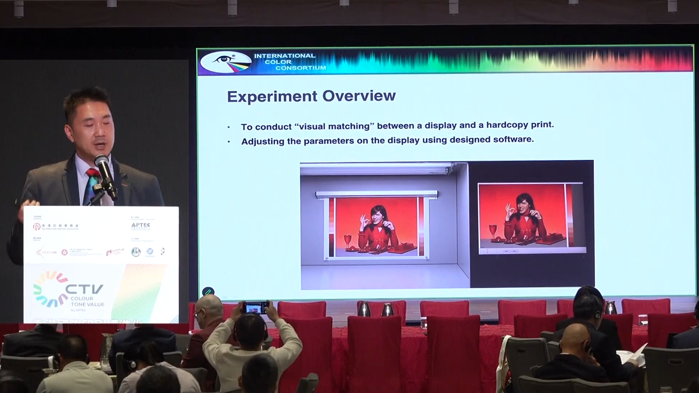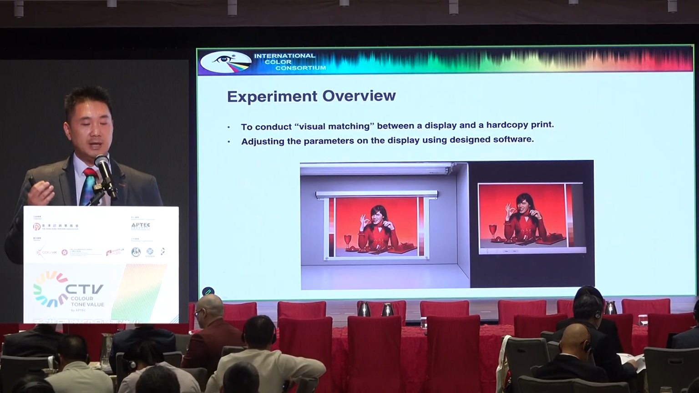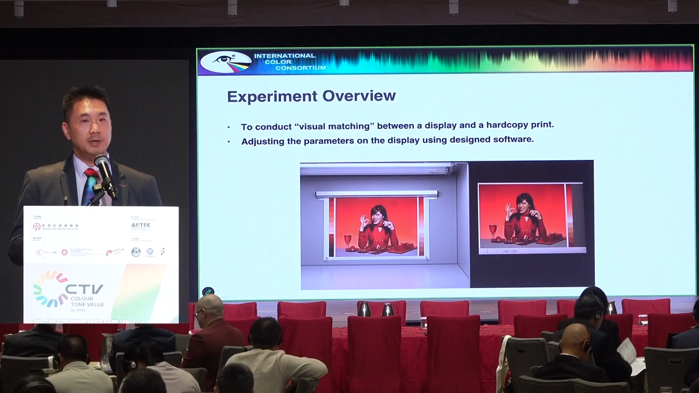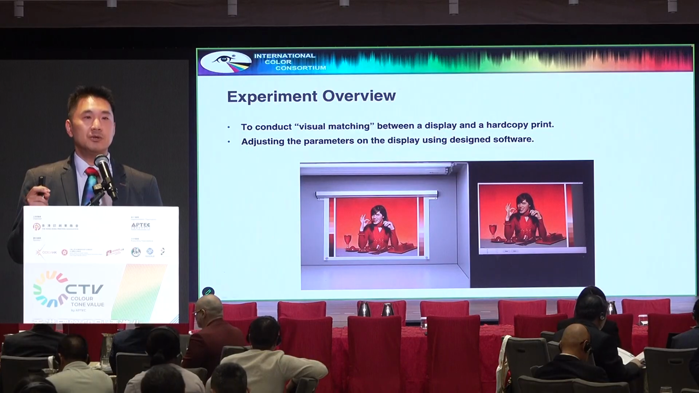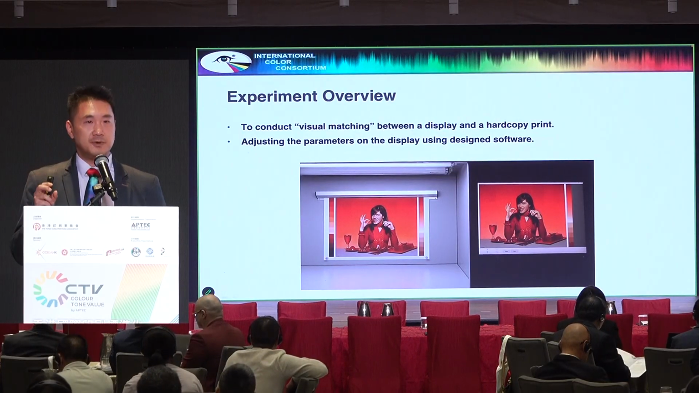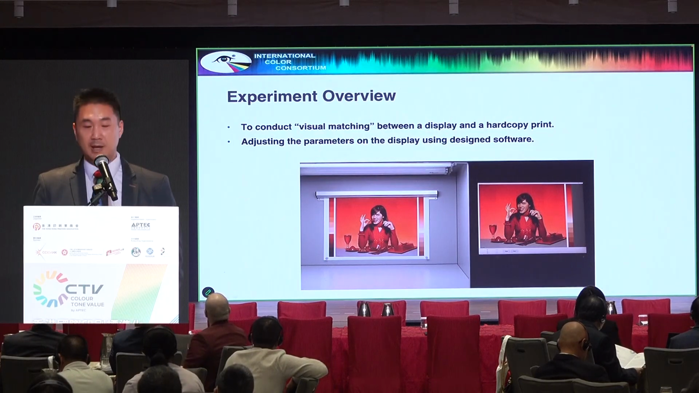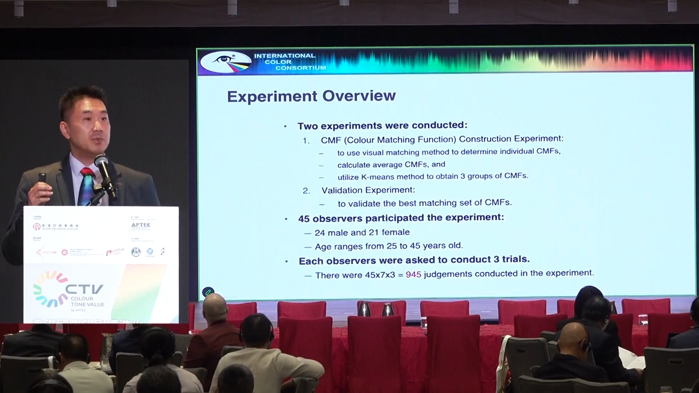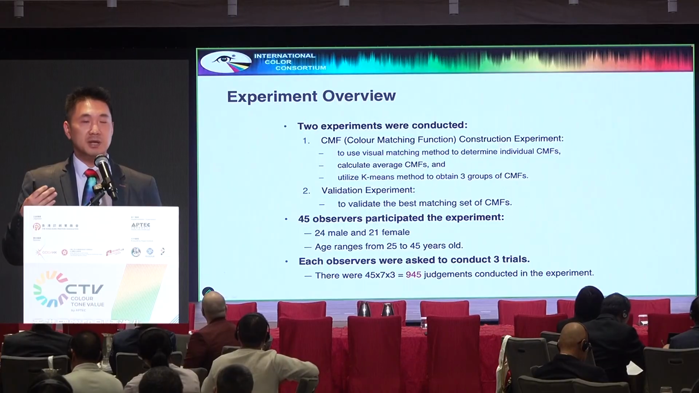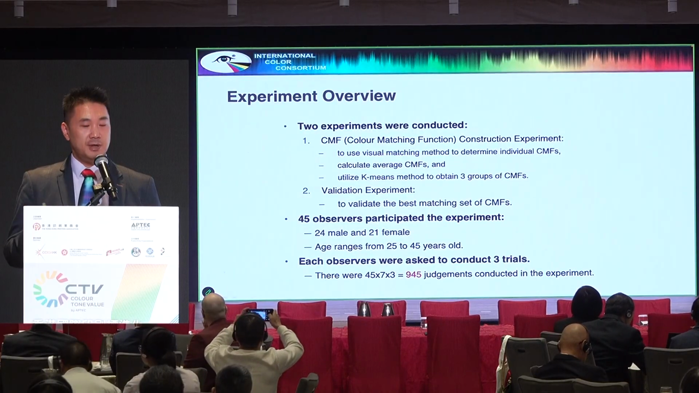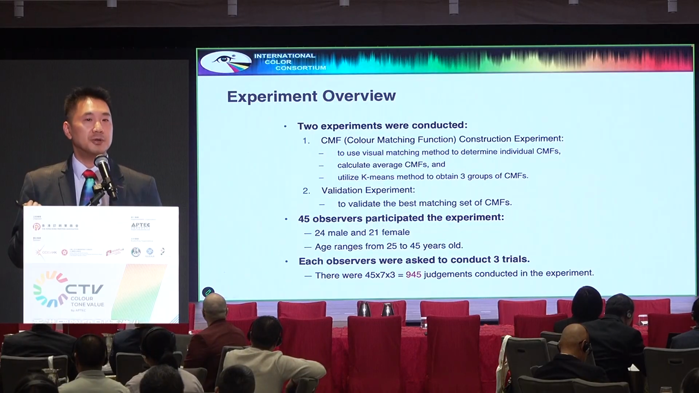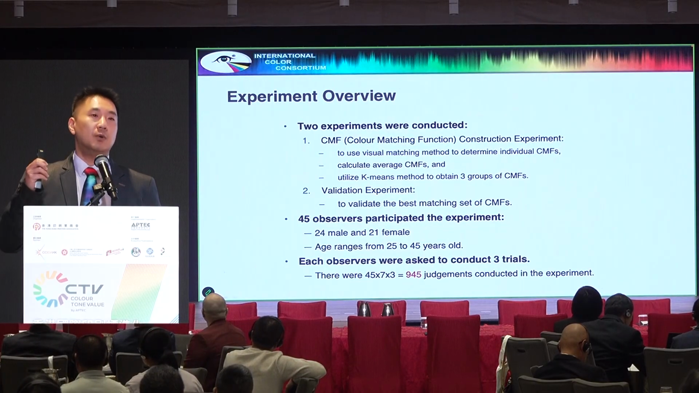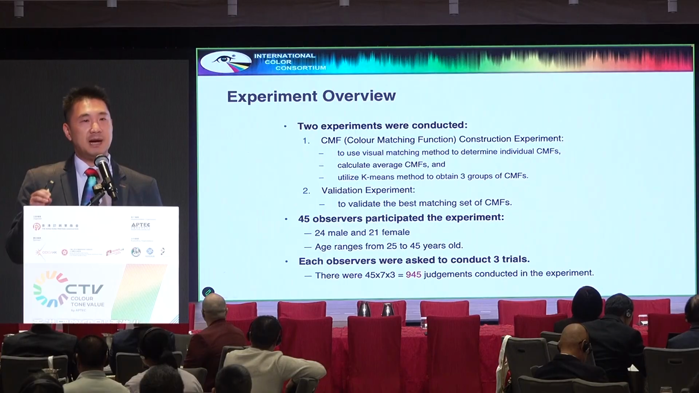Okay. So we conducted a visual match between a display and a hard copy print. We adjust the parameters on the display, so we try to make a visual match first on the display. We don't care what the readings are. Okay. And then we designed this experiment in two parts. The first part is what we call a color matching function construction experiment. So that's why we need to establish a visual match first.